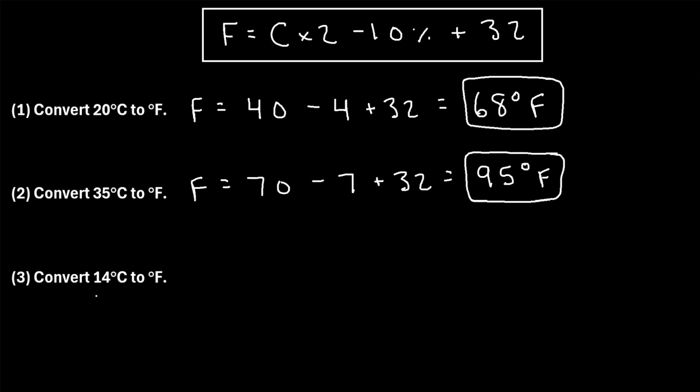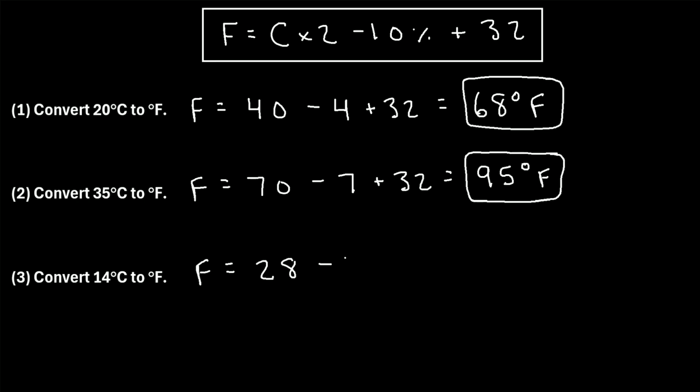And let's check out our very last example. Convert 14 degrees Celsius to Fahrenheit. So let's use our formula once again. Fahrenheit is equal to, we'll plug in a 14 for Celsius. So 14 times 2, that's 28. And then we have to subtract 10% of 28. So remember, if the decimal point is right here, move it once to the left. So 10% of 28 is 2.8.